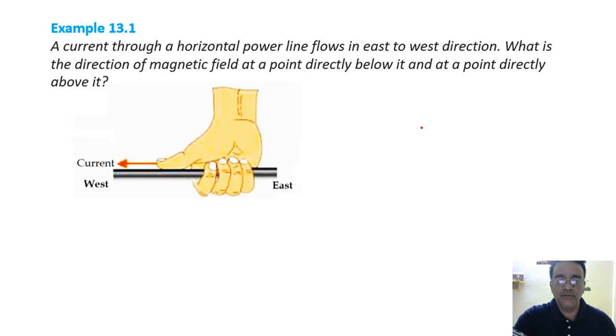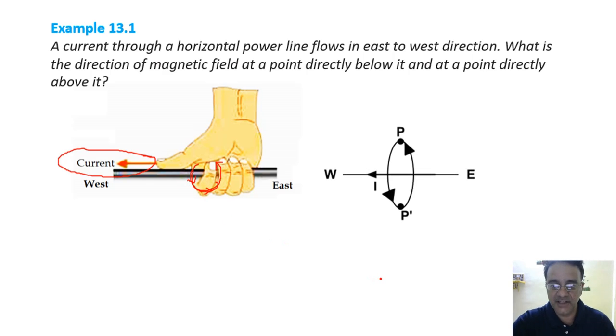This is the diagram of holding the current carrying conductor, and the thumb is placed in the direction of current, on this side, and we are folding our fingers in this direction. So the direction of the field will be on this side, it will be downward. So this is the direction of the magnetic field, because we will fold it like this, okay.